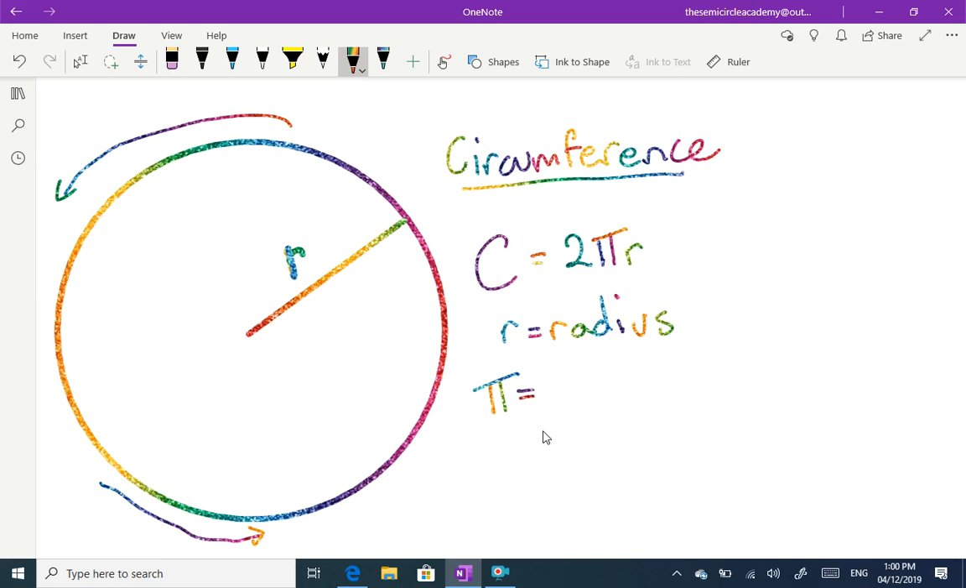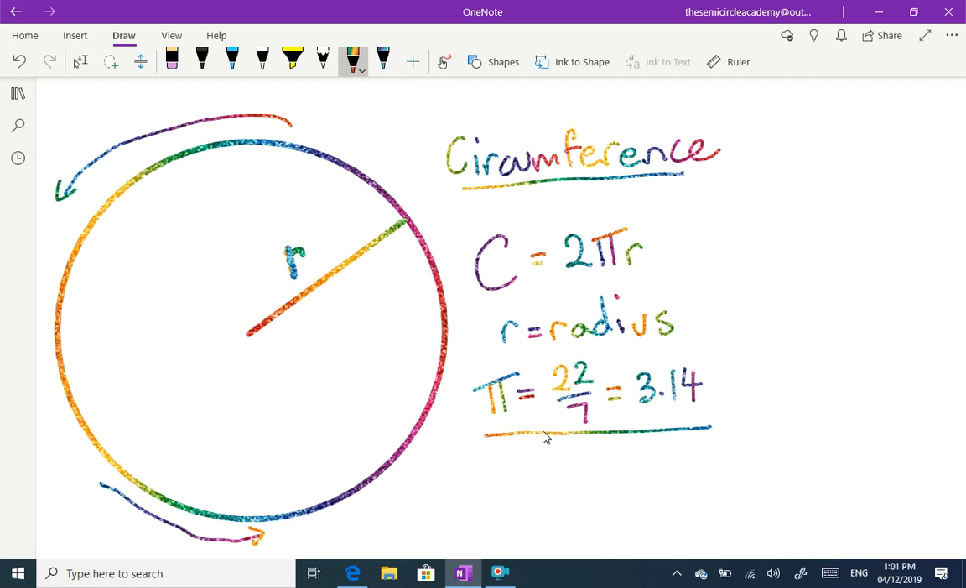But for now, if you didn't know, pi is a constant number. It's actually a number that you have to learn off. And that number is 22 over 7. So 22 over 7 is the constant number pi. You could also learn it as approximately 3.14. So this pi number is a number that you have to know by heart.